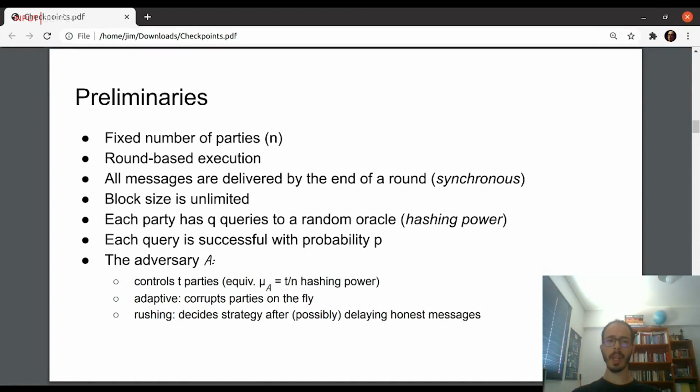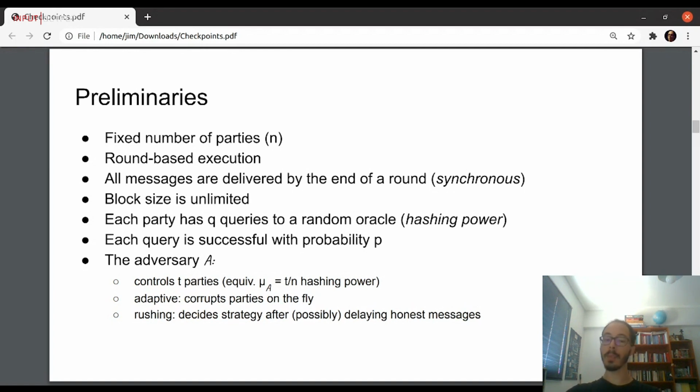Before we proceed with our analysis, let me just give a brief overview of what our preliminaries are, what our assumptions are. In our theoretical analysis, we make some standard assumptions. For example, we assume that there is a fixed number of parties. In the real world, this translates to a fixed number of machines that run proof of work. We have a round-based execution where all messages are delivered by the end of the round. So in other words, we have a synchronous network.